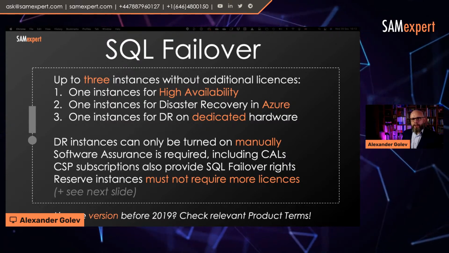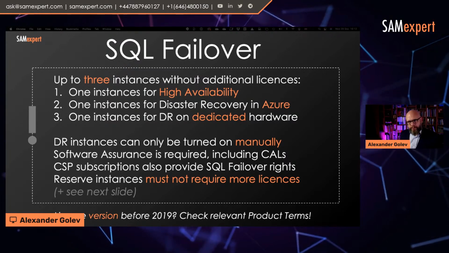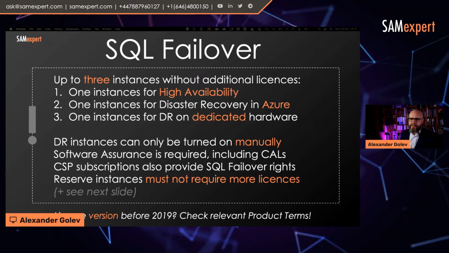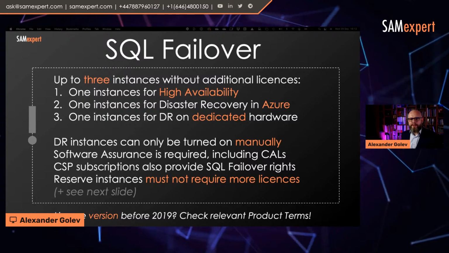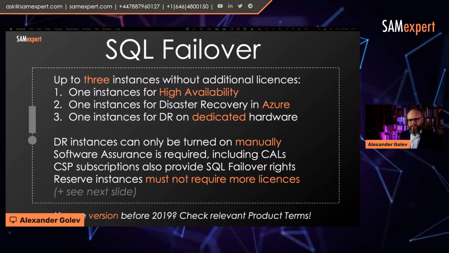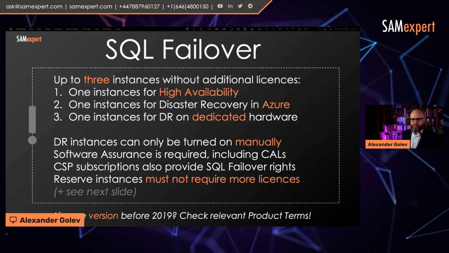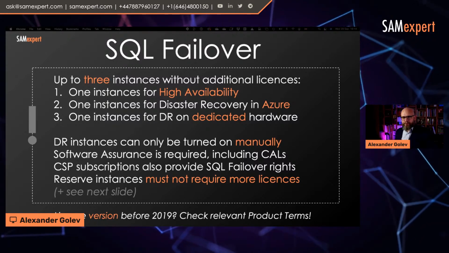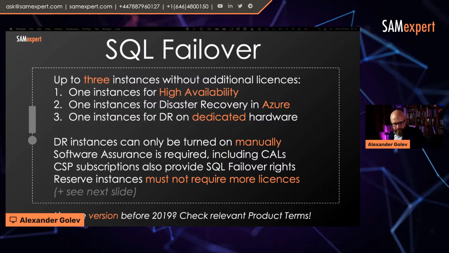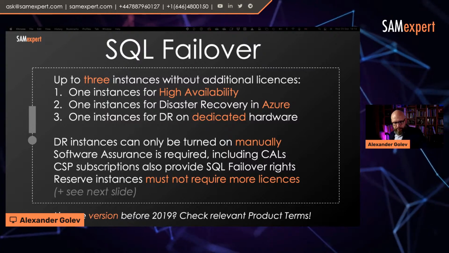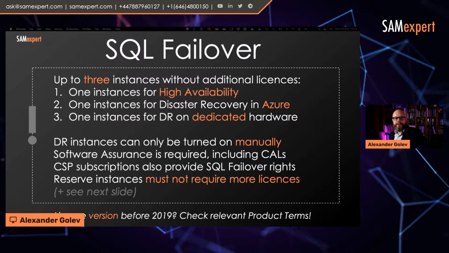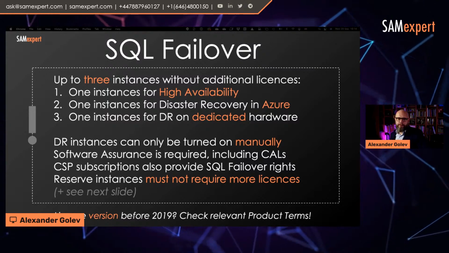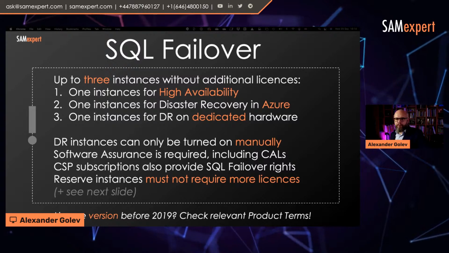Software assurance is required, including CALs if you're using server CAL model, very importantly. Mostly in my clients, they use core licenses with SA, so it makes it a bit simpler. You don't have to track if you still have software assurance on CALs. CSP subscription licenses, if you remember CSP, there's no software assurance, and then because I say software assurance is required, CSP subscription licenses have SQL failover rights, equivalent of software assurance.